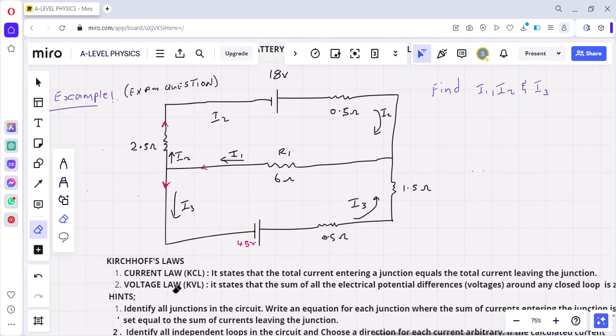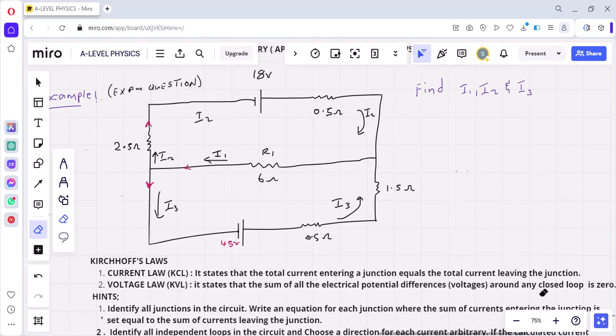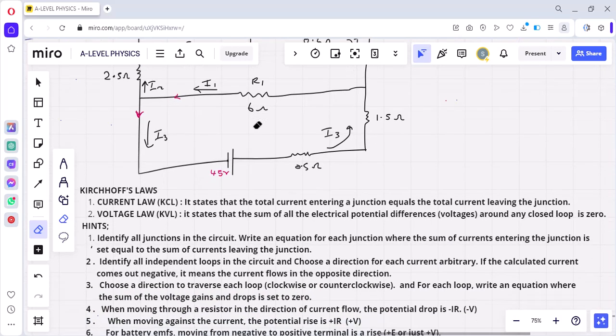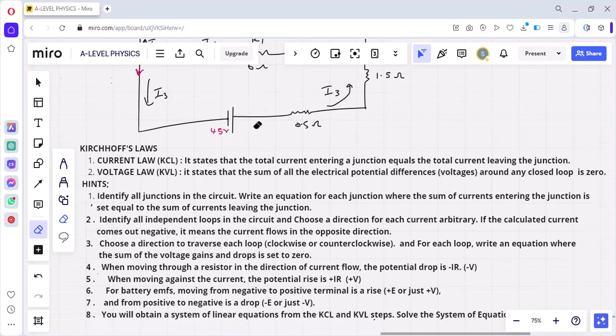And then the other one is Kirchhoff's voltage law, which states that the sum of all electrical potential differences or voltages around any closed loop is 0. So you have to identify a closed loop in your circuit, and then you have to equate all the voltages or the potential differences across the resistors and also the EMFs of the batteries to 0. So what are the steps that you have to use when applying Kirchhoff's circuit laws?